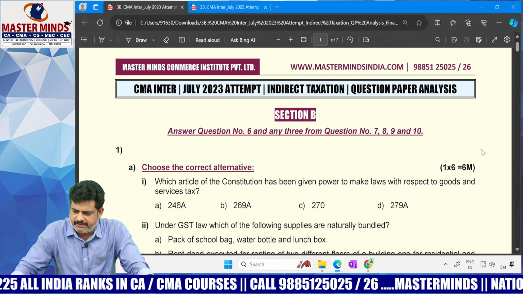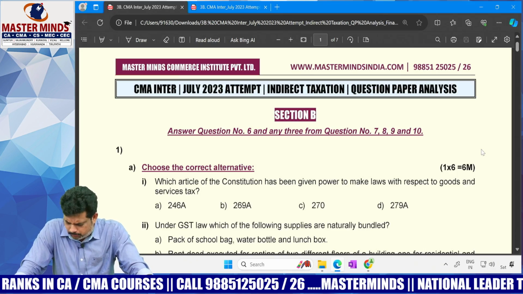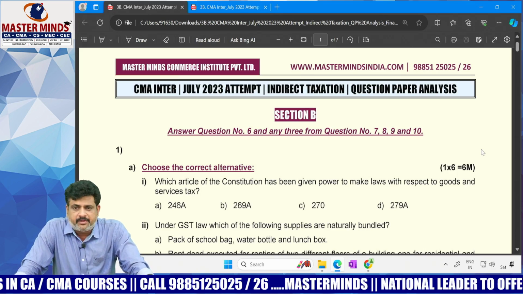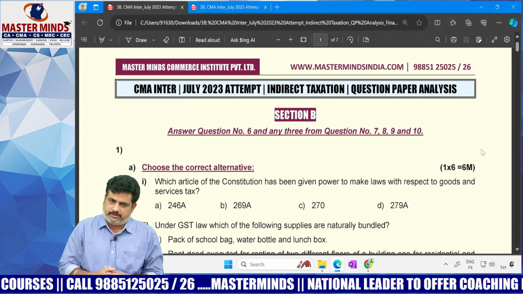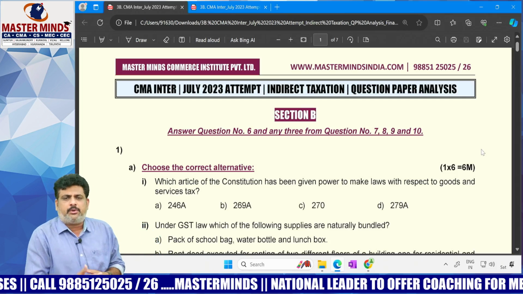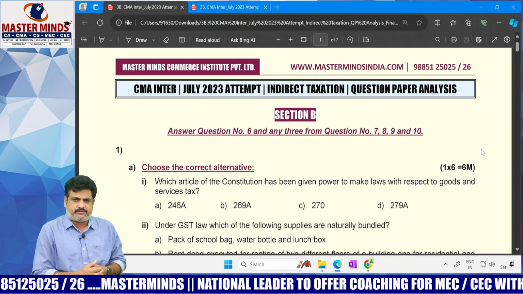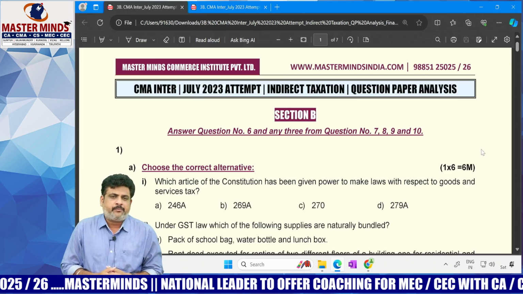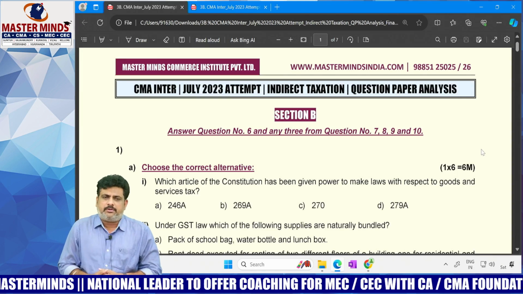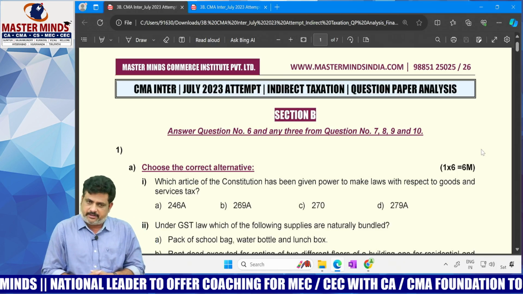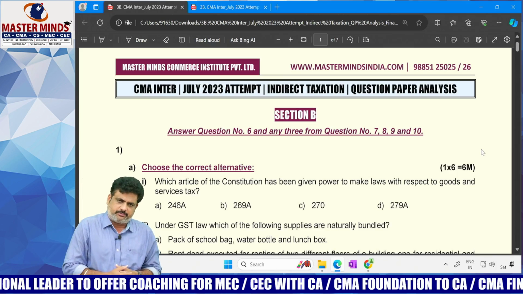Section A deals with income tax, whereas Section B deals with indirect taxes. With respect to Section B, indirect taxes, that is GST and customs, I think all of you know about that. In Section B, GST is for 40 marks and customs is for 10 marks.